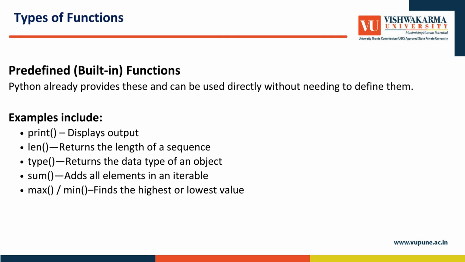Types of functions. The first is the predefined built-in function. Python provides many built-in functions that we can use directly without defining them ourselves. Some common examples are print to display output, len to find the length of a sequence, type to check the data type, sum to add all values in an iterable, and lastly max and min to get the highest or lowest values. These functions make coding faster and easier.